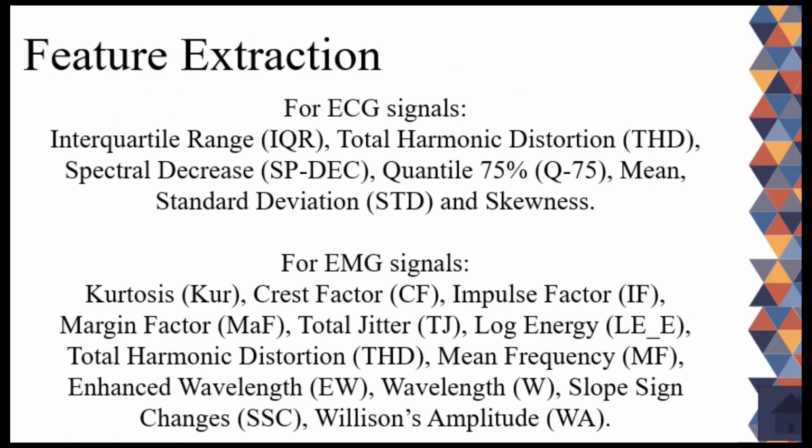After preprocessing, the next step is extraction of features. So in both ECG and EMG signals, we extracted different time and frequency domain features. Like for ECG signals, we extracted interquartile range, total harmonic distortion, spectral decrease, quantile 75%, mean, standard deviation, and skewness. For EMG signals, we use kurtosis, crest factor, impulse factor, margin factor, total jitter, log energy, total harmonic distortion, mean frequency, enhanced wavelength, slope sign changes, Wilson amplitude.